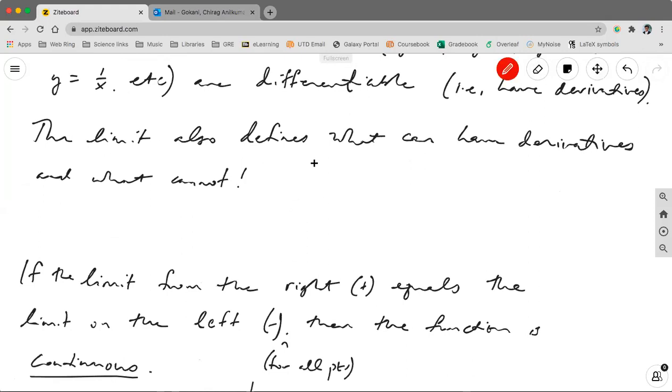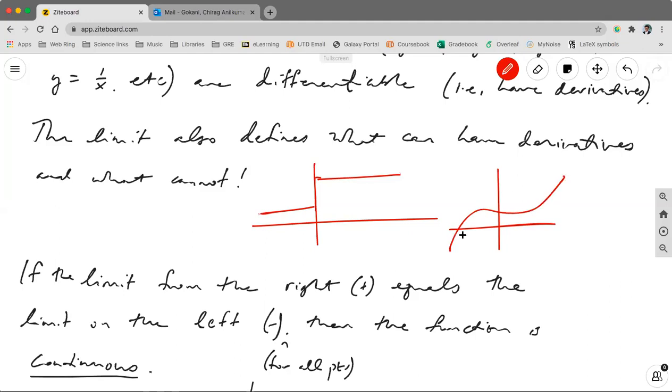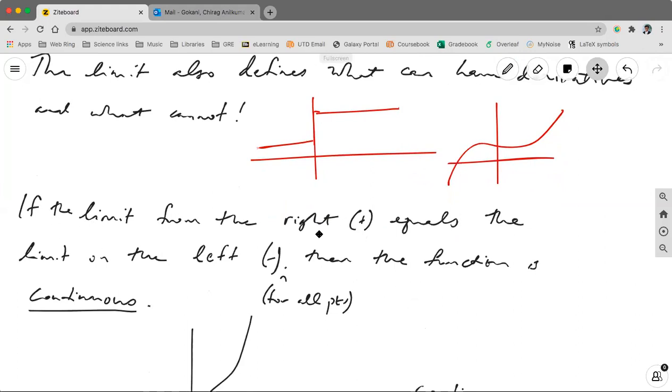So if a function looks like this, if it jumps, this kind of thing is not continuous, and therefore it actually does not have a derivative. A function that's nice and smooth, these types of things do have derivatives. And there's a formal mathematical definition of continuity, and it uses the limit. Specifically, that definition is that if the limit from the right-hand side, and that's denoted by a plus sign, equals the limit on the left-hand side for all points on that function, then the function is continuous.